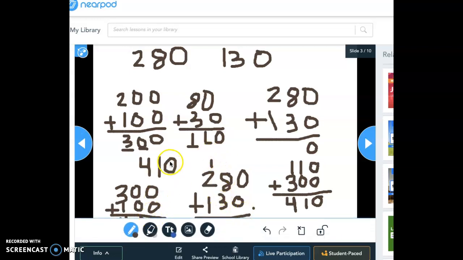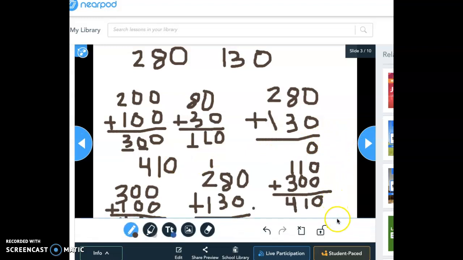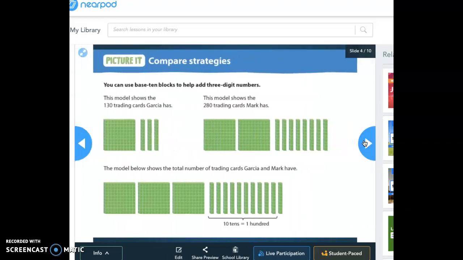So 400 is close to 410, so my estimate makes sense. So you want to make sure your estimate is close to what your actual answer is. There's a few different ways that you could have done it. It's okay if you just did it one of the ways. If you didn't get 410, try to figure out why you didn't get 410.